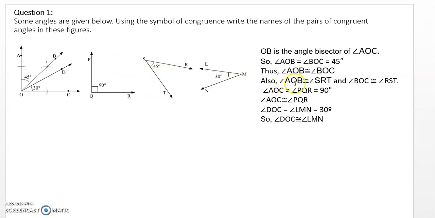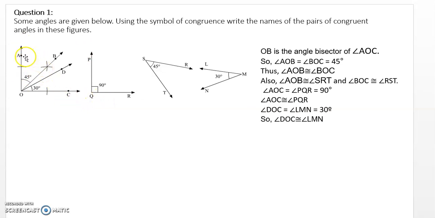But here AOB is 45 degrees, and RST is also 45 degrees. So it is written as AOB, or you can write R. This is RST, not SRT. This is RST. So since AOB is equal to BOC and AOB is also equal to RST, BOC is also equal to RST, so that is written. And AOC, what is AOC? AOC is 90 degrees, so PQR is 90 degrees, so that is one.